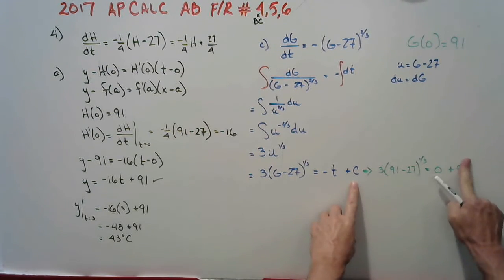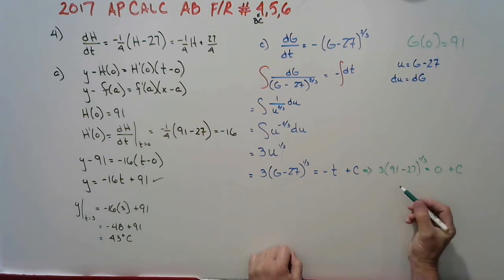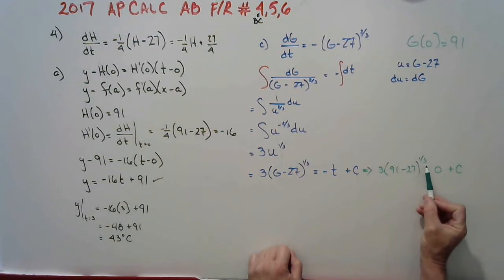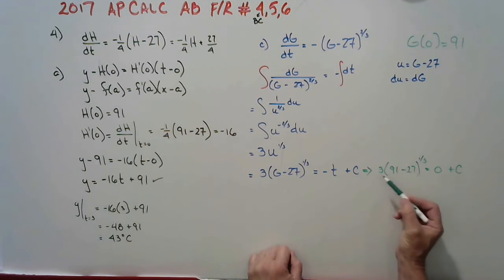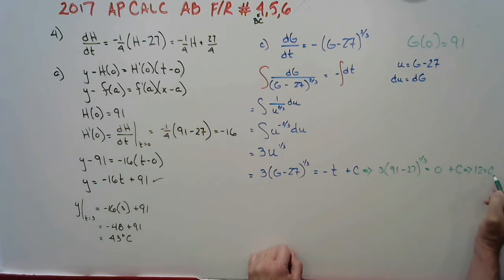So this isn't 91, right? This is C. All right. So what do we have here now? Puppies are distracting. We have 91 minus 27, which is 64. The cube root of 64 is 4. And so 4 times 3 is 12. So we get 12 on that side. We get C on this side.